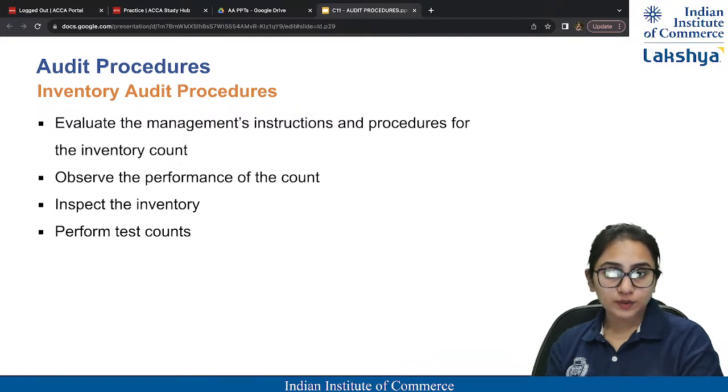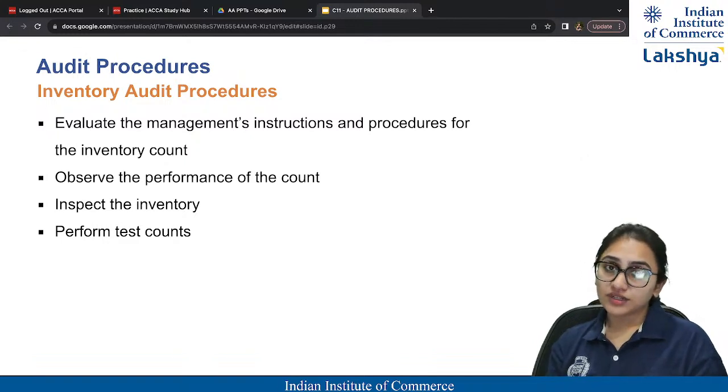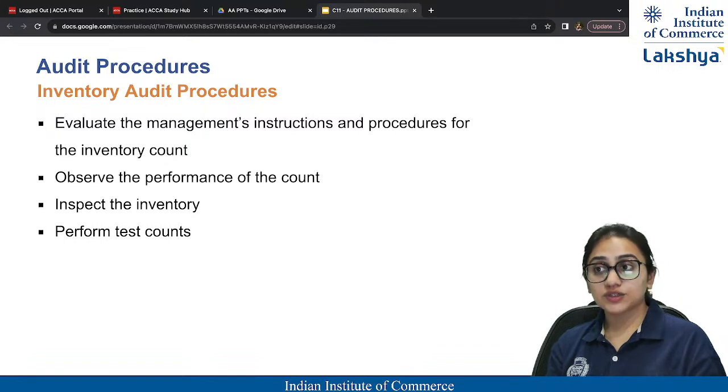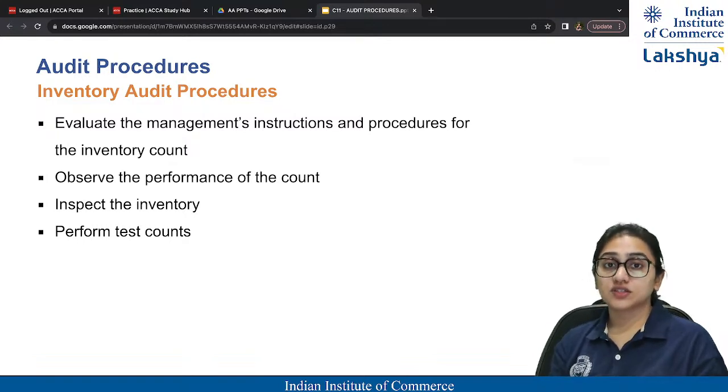Inventory, stock that we have. Evaluate the management's instructions and procedures for the inventory count. We have to count the inventory. Yes, we can do it either by perpetual method or by periodic method, whatever suits you. But for any method that you're following, management gives instructions for that method. So you evaluate the instructions given by the management for that.